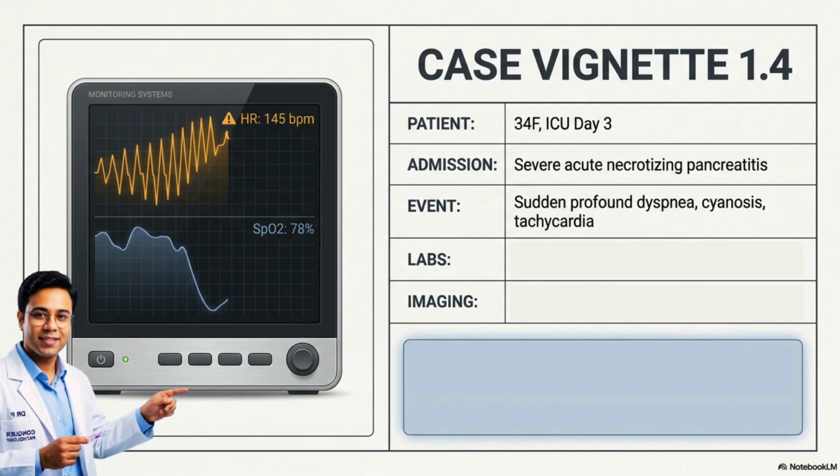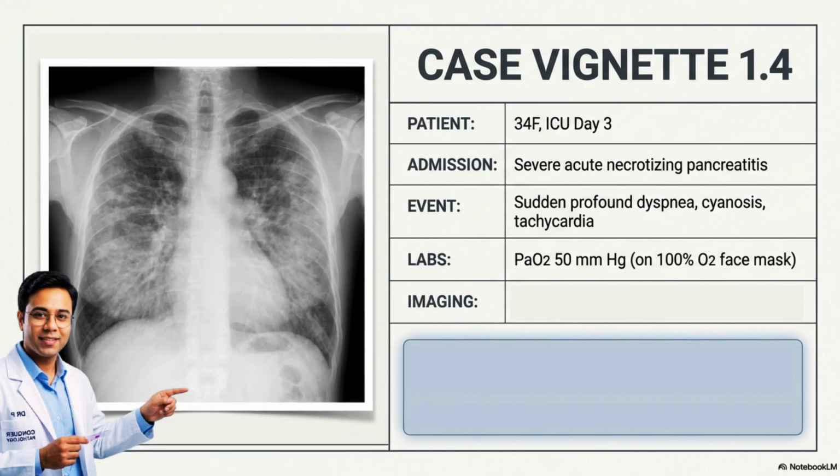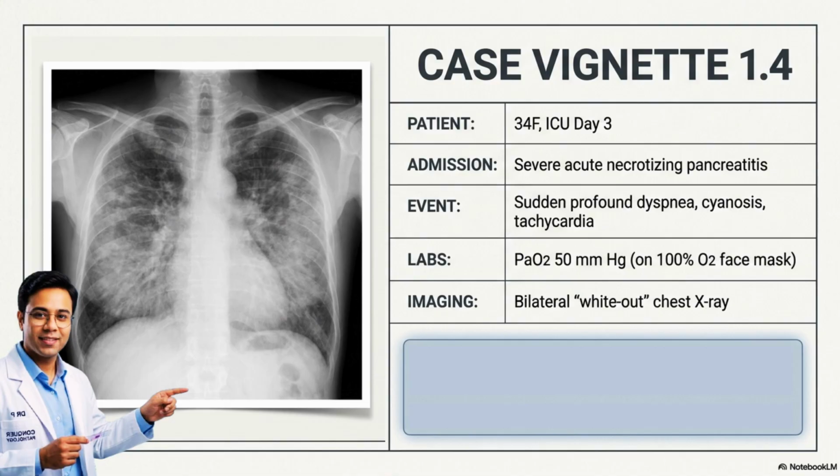Look at her monitoring systems. Her heart rate is spiking at 145 beats per minute. Her SpO2 has dropped to a critical 78%. We draw labs. Her PaO2 is a dismal 50 mmHg, and that is despite being on a 100% oxygen face mask. Imaging reveals a bilateral white-out chest X-ray.